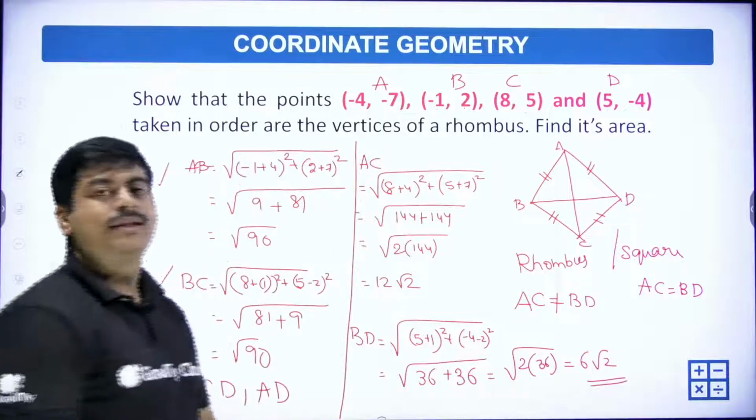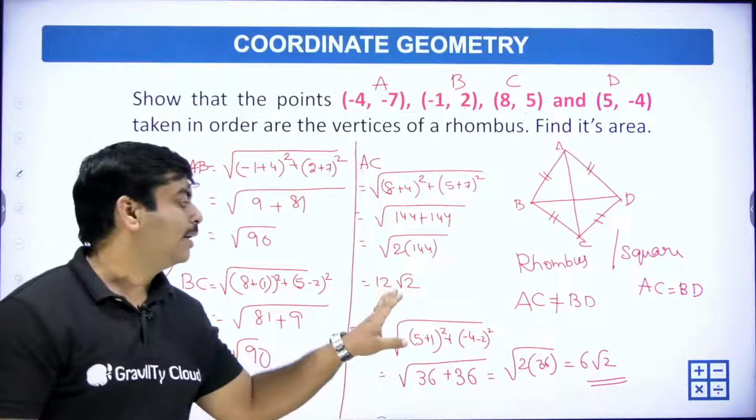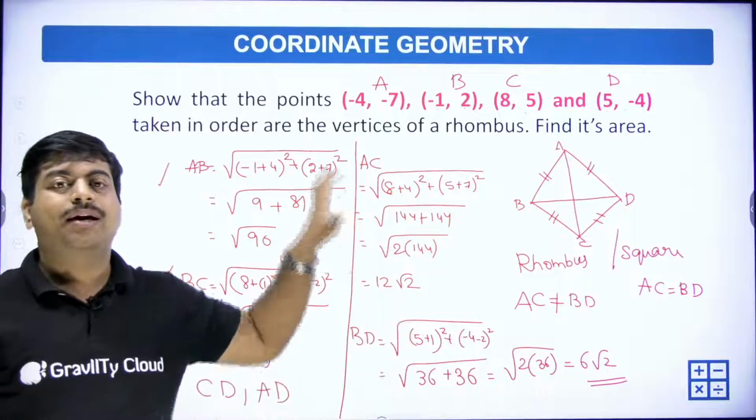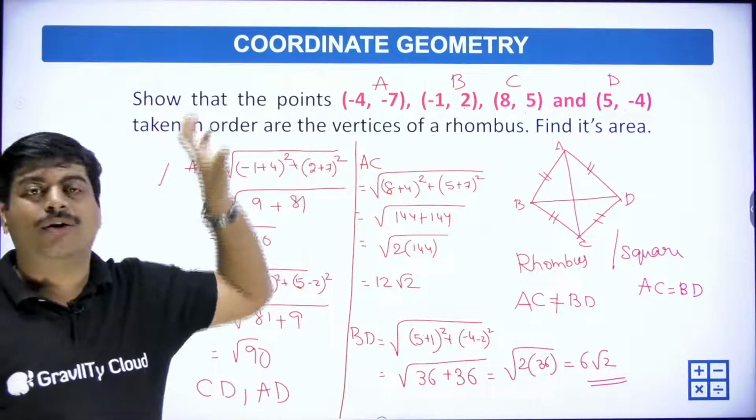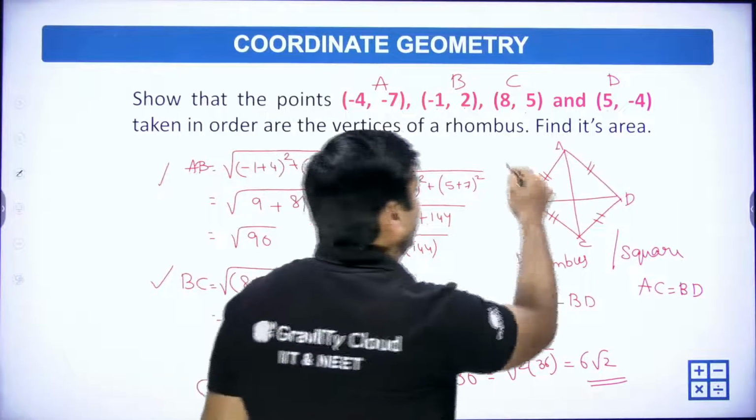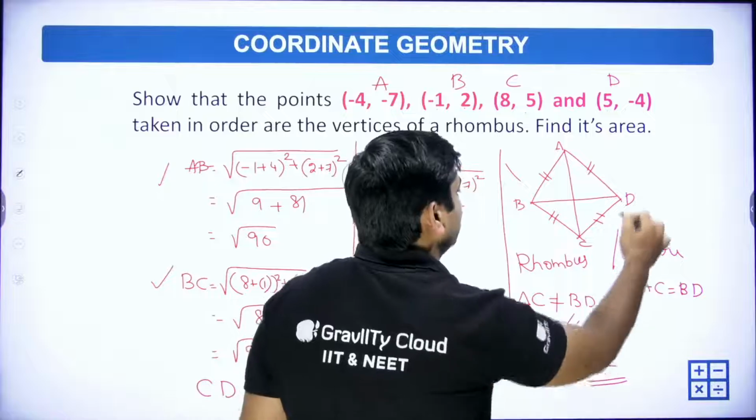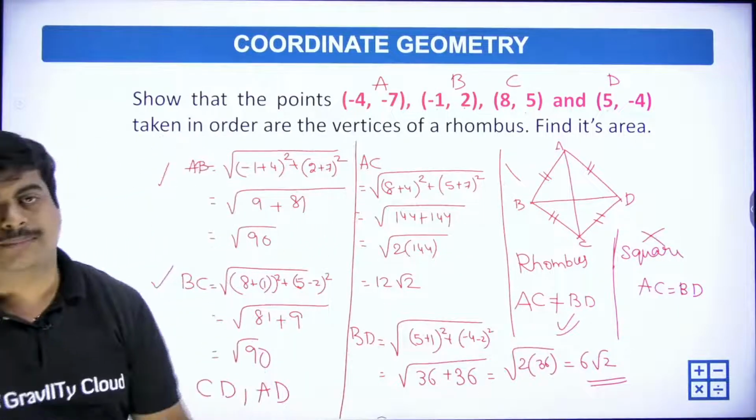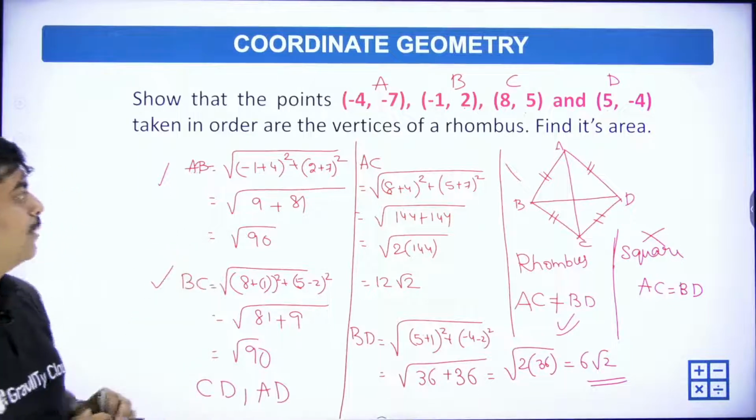One diagonal length is 6√2 and the other diagonal length is 12√2. So these two are not equal, so we can say that this is forming a rhombus, not a square. All the sides are equal and the rhombus diagonals are not equal, so we can say it is a rhombus and not a square. Clear? So please try to copy this quickly.